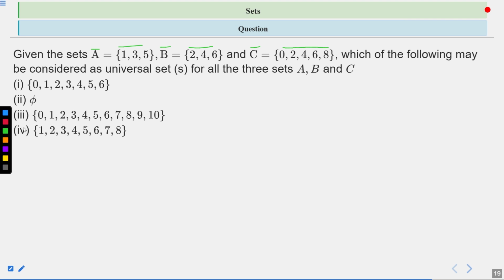So 4 options are given to us. First one is with elements 0, 1, 2, 3, 4, 5, 6. Second is 5. Third is 0, 1, 2, 3, 4, 5, 6, 7, 8, 9, 10. And fourth is 1, 2, 3, 4, 5, 6, 7, 8. You'll have some seconds to try this problem. Then afterwards we will move on to the solution slide. So your time starts now. The time is up.